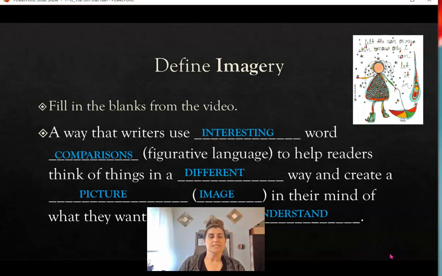Okay, so sometimes it's easier for the author to give you an example of imagery than it is for them to explain this entire big thing. So they give you an example of imagery and then you have it. Okay, so it's just another way for writers to just do what they do best. All right.